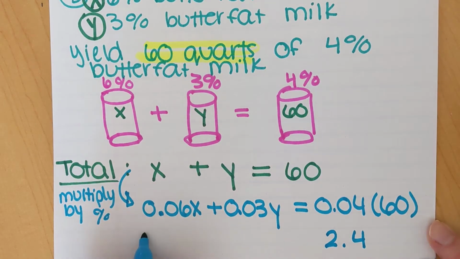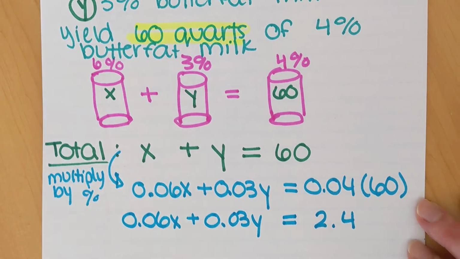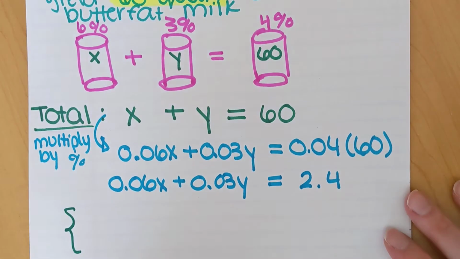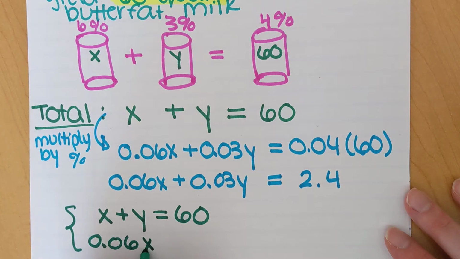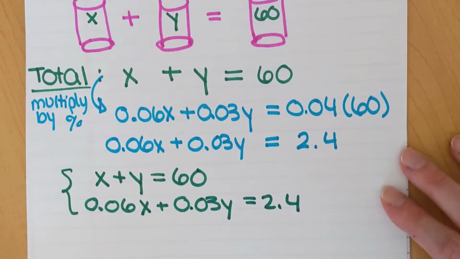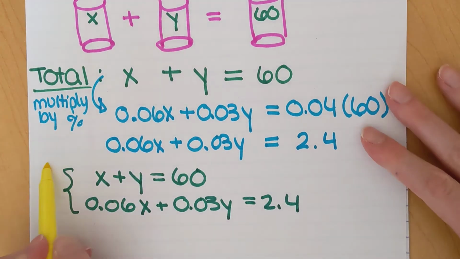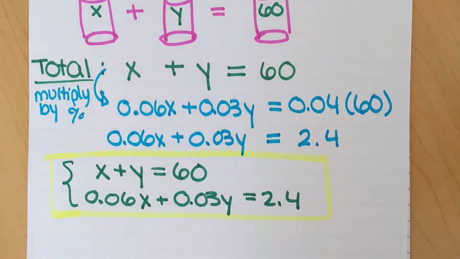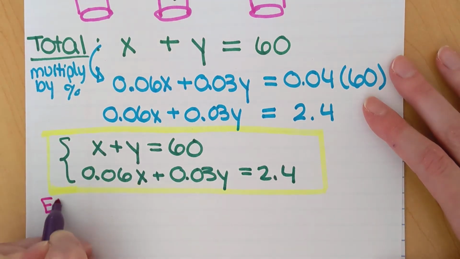So my second equation will look like 0.06X plus 0.03Y equals 2.4. The linear system that I need to solve here comes from my totals, X plus Y equals 60, and from my percent equation, 0.06X plus 0.03Y equals 2.4. Now, I think the best approach for solving this linear system is elimination. So let me try to eliminate X.